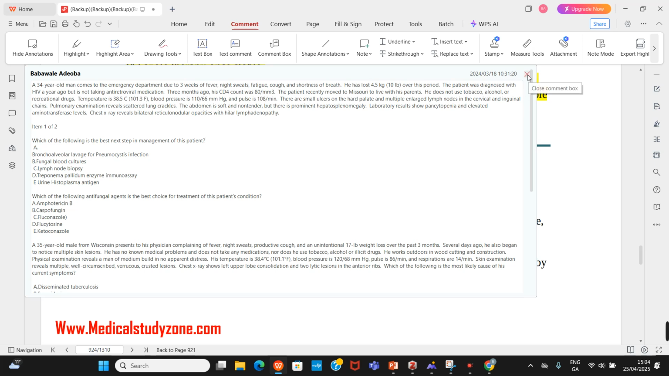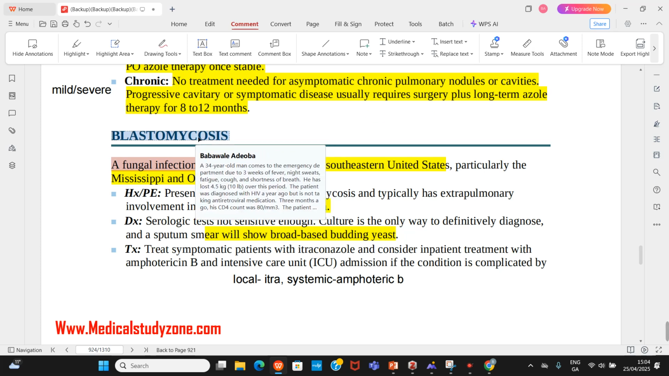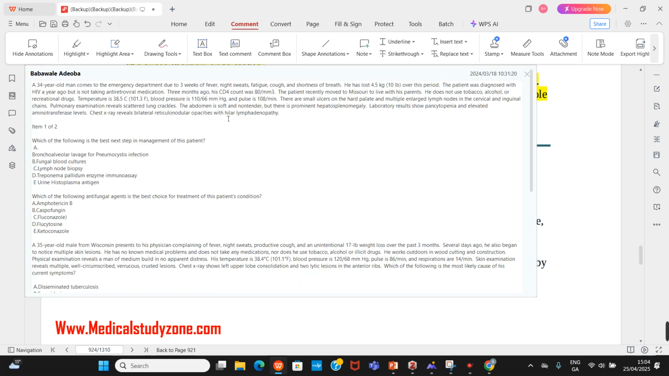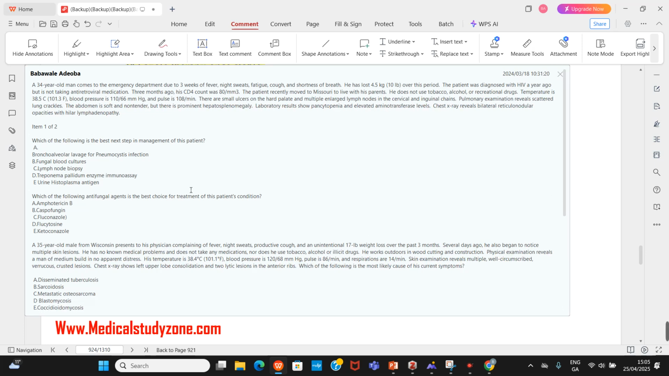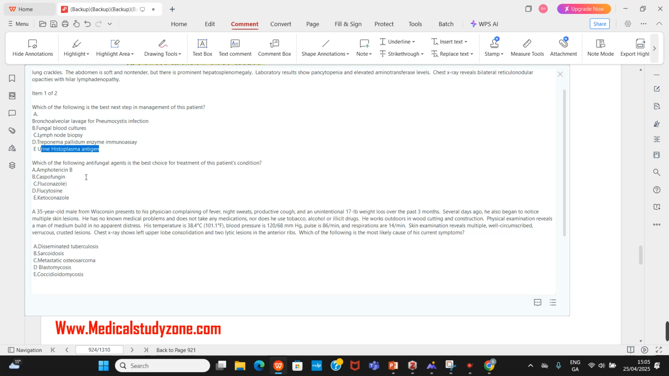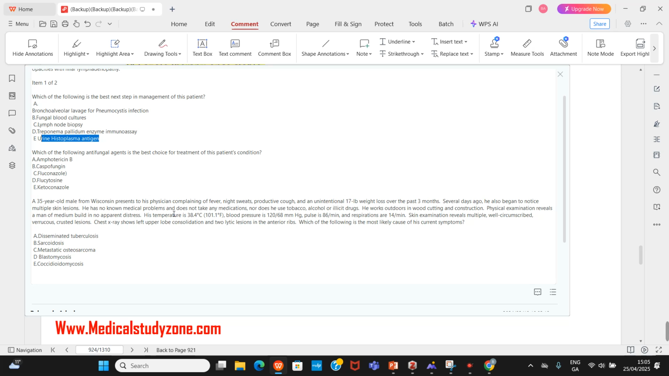Now, because I put it under blastomycosis, some people would think that they'll be looking for something related to that. So that's why I purposely do it, so that I want to see if we can actually understand what we are dealing with. So this is urine histoplasma antigen, because everything here is pointing towards histoplasmosis. Which of the following antifungal agents is the best next step for the treatment of this patient? What are we giving this patient? Amphotericin. It's amphotericin B. So let's look at this one.